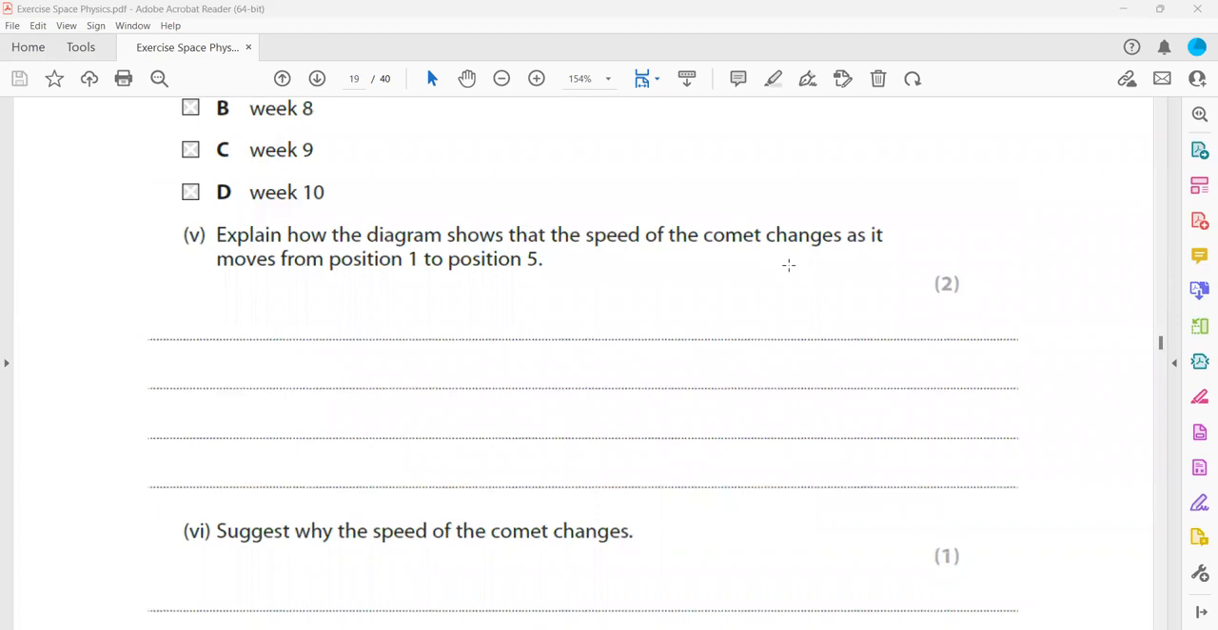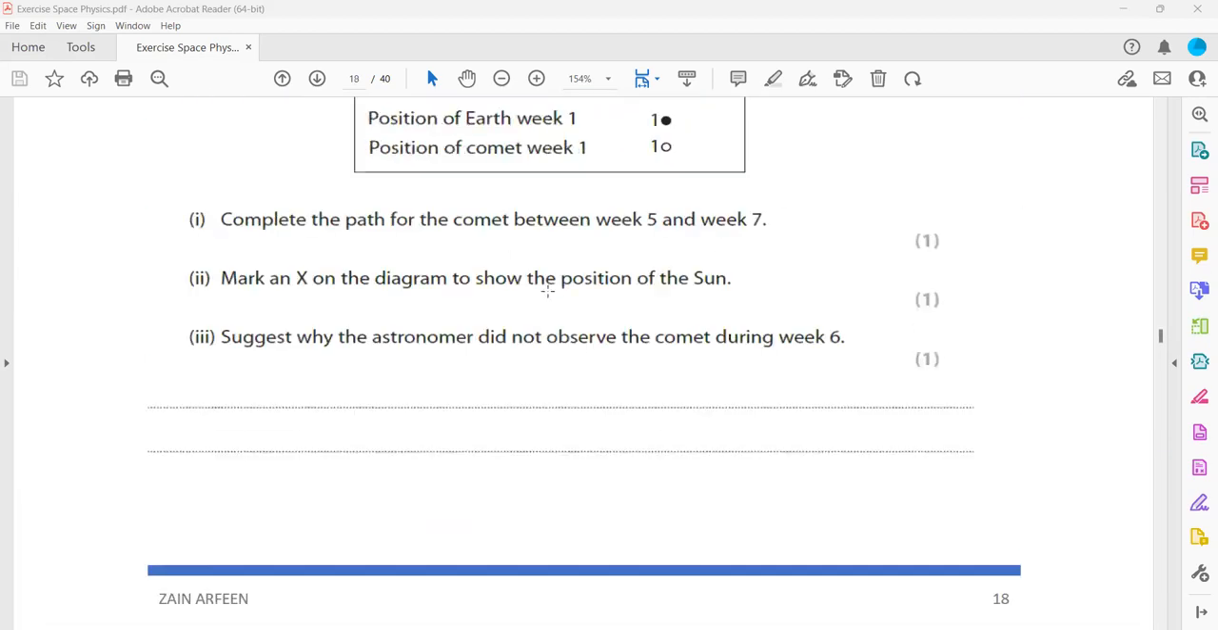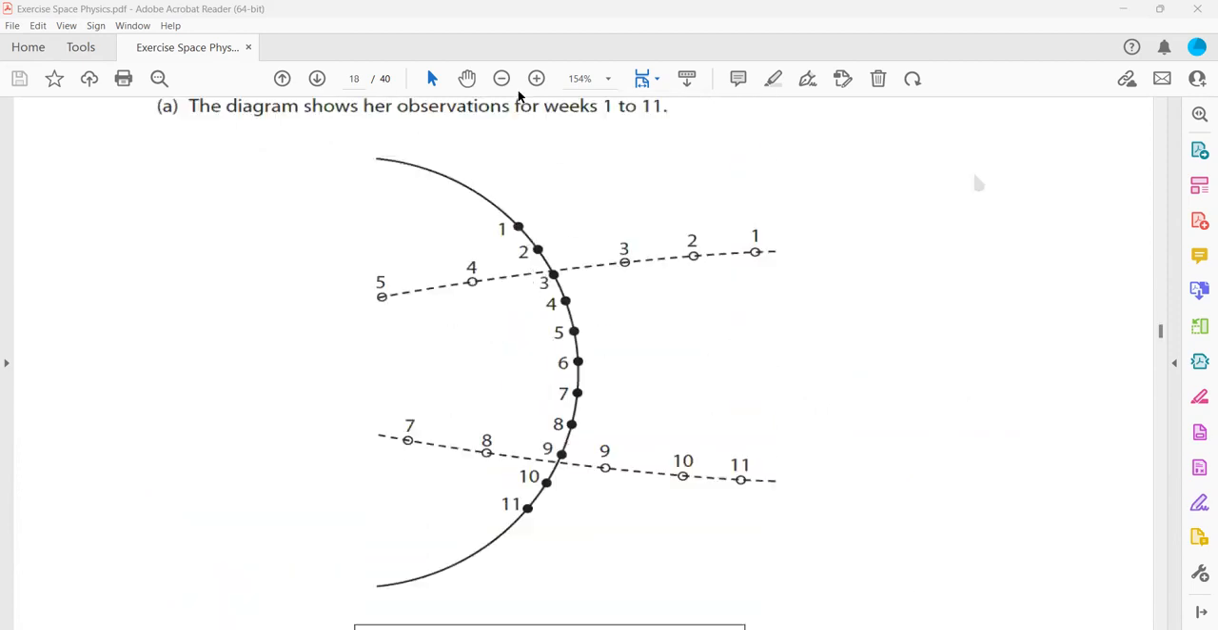Explain how the diagram shows the speed of the comet changes as it moves from position 1 to 5. As the comet is moving from position 1 to position 5, how can you say that the speed of the comet is changing?